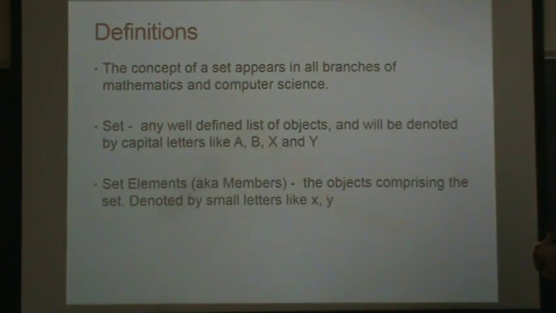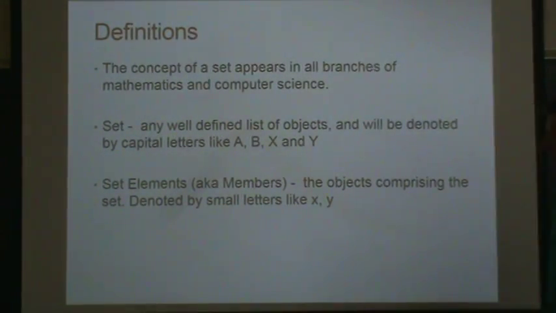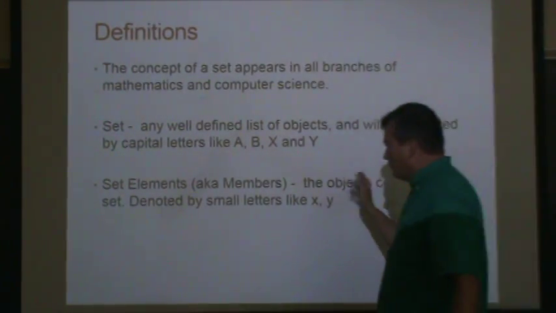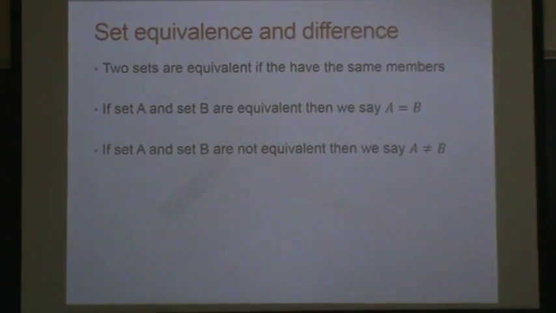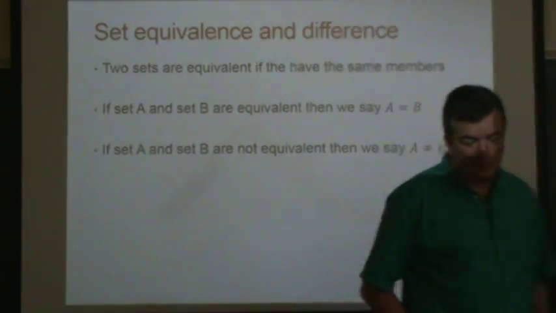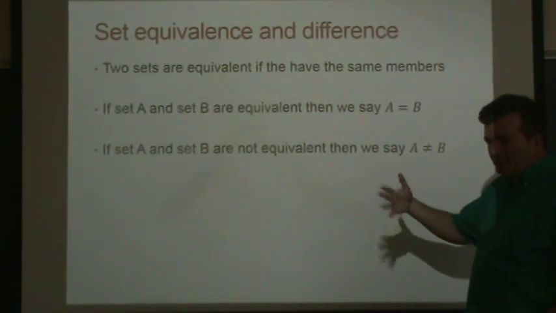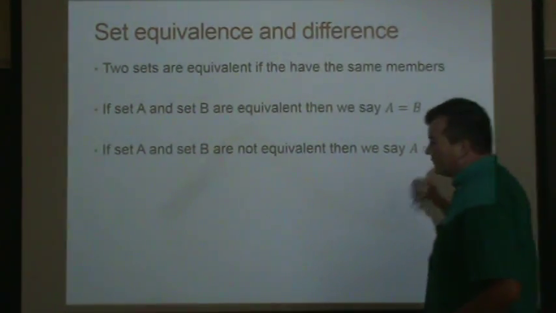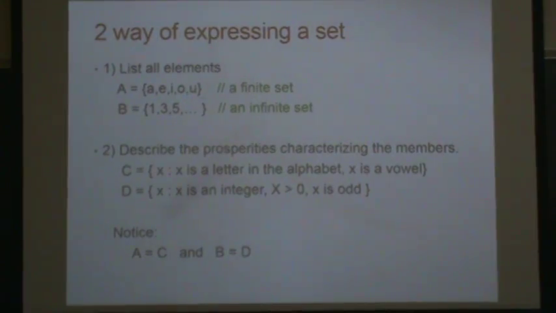A set is a well-defined collection of items, and we're going to typically denote them with capital letters, like A, B, X, and Y. The elements or the members of the set will use small letters, like small x and small y, to represent them. So we could define two sets as being equivalent to each other or not equivalent to each other. If two sets have the same exact members, they're considered equivalent to each other. Otherwise, they're considered not equivalent. So we use equal signs and non-equal signs in those cases.